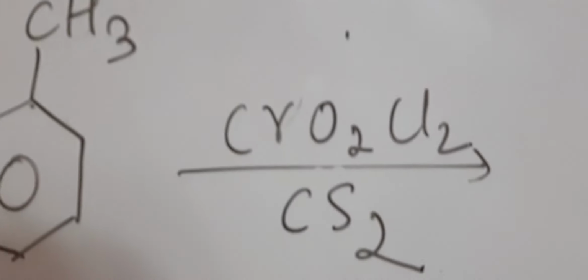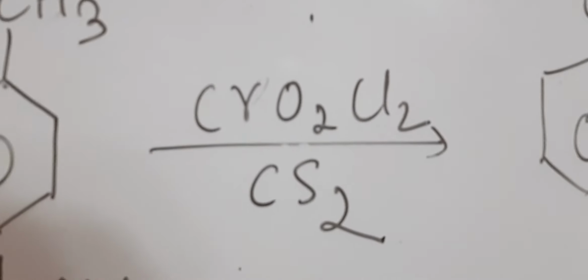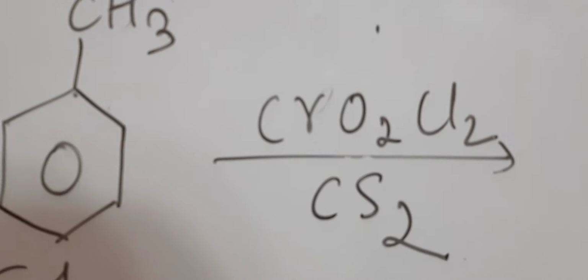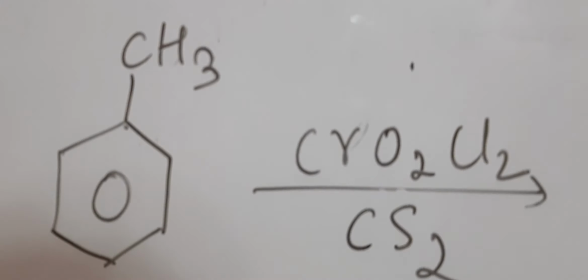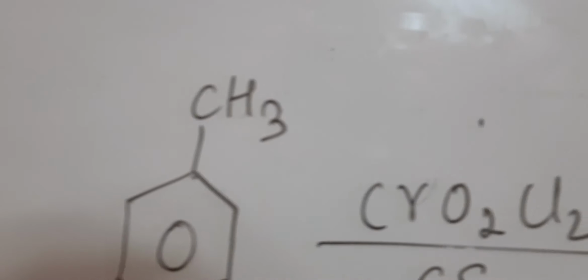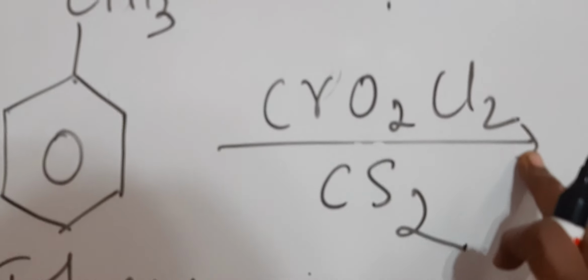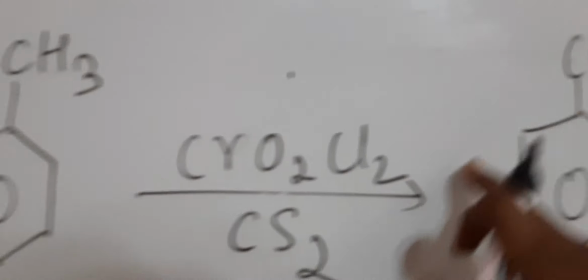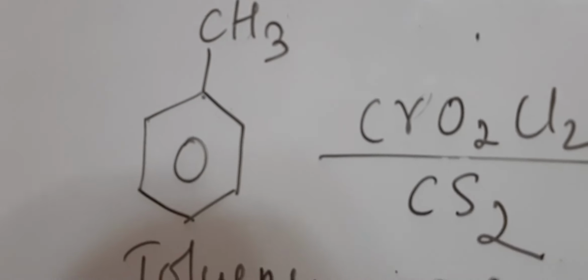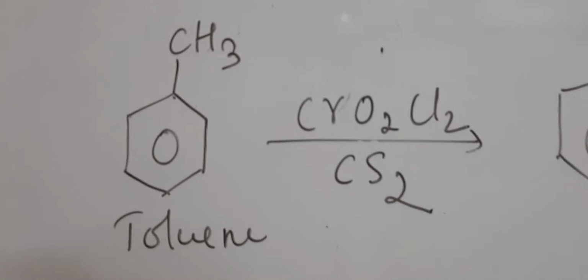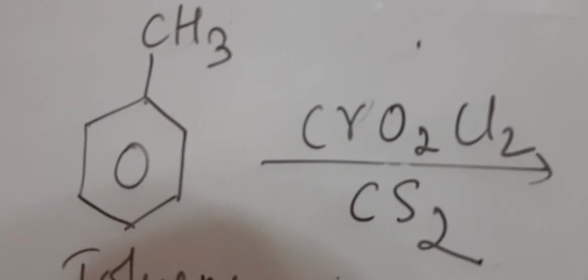The compound which has a benzene ring, we call it aromatic. This is an oxidation reaction. So far we have seen reduction reactions to prepare the aliphatic aldehydes. Here the methyl group is oxidized to benzaldehyde by an oxidizing agent. The reagent is chromyl chloride and CS2. This reaction is called the Etard reaction.